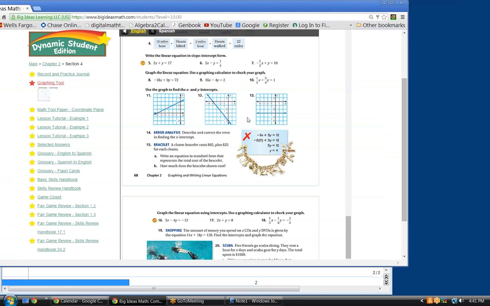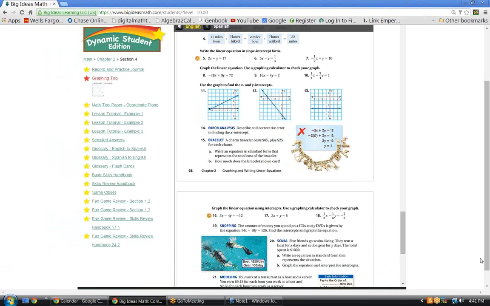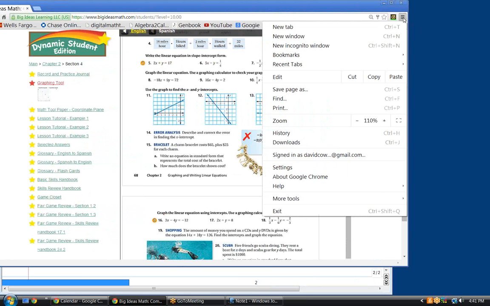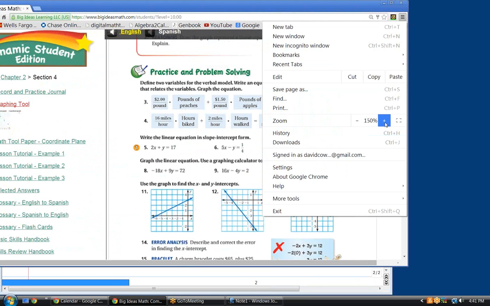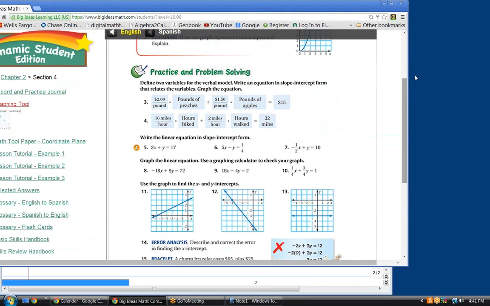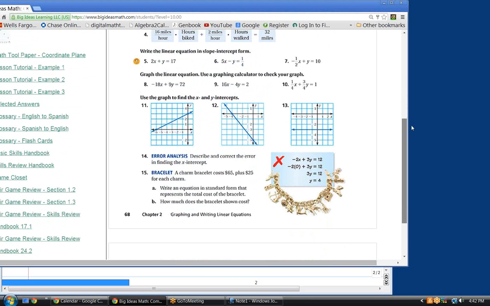But let's see what else this page has here. Can you read this page good enough? I'm trying to figure out. Not sure I have the ability to blow it up. Oh, yes, I do. What am I even thinking here? There.